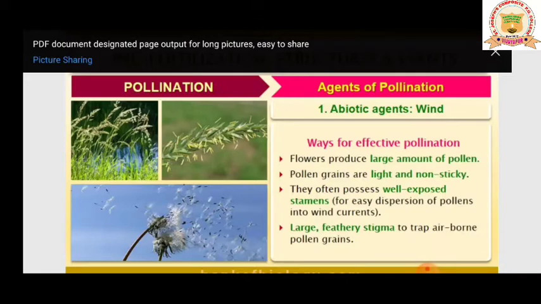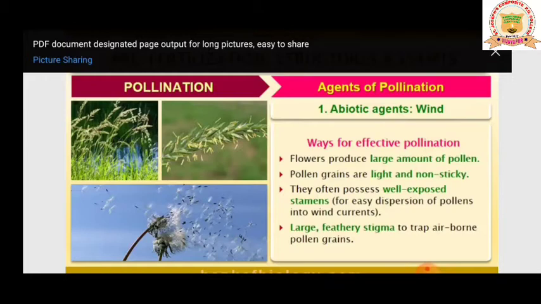So the production of pollen by the flower should be in a large amount, and the pollen grains should be light and non-sticky. They should be light in weight so that they can be carried through the wave of air or a current of wind, and they should not be sticky. If they stick to some object, it is very tough to carry them through the air. Then they often possess well exposed stamens. The stamens should be well exposed because the dispersion has to occur through the wind. If the stamens are well exposed, dispersion will be very easy.